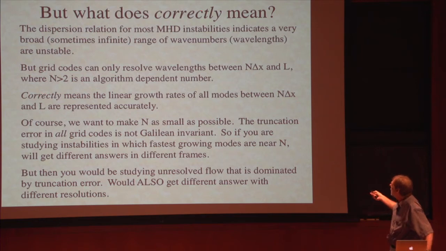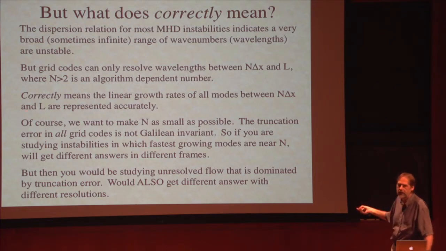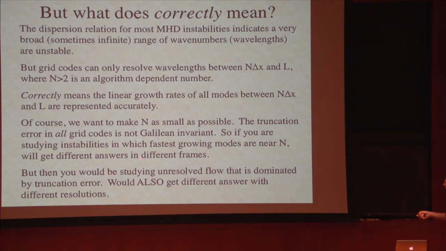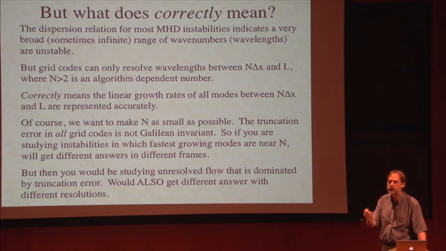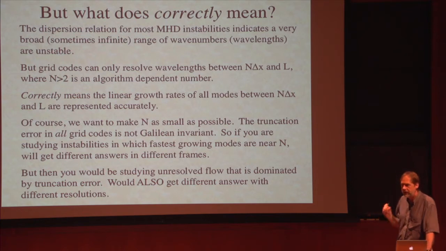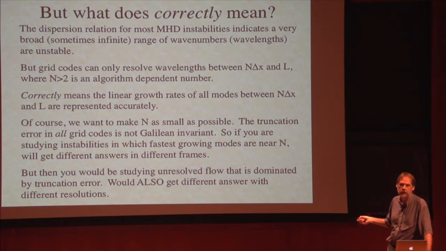So when we say a numerical method gets an instability right, it means that the linear growth rates of all the modes between the smallest wavelength you can resolve in the mesh and the largest are captured accurately. And you want to make n as small as possible. But of course, at the smallest wavelengths, truncation error, and I'll define what that means, will affect the solution. And that truncation error in grid codes is not Galilean invariant. Even though the solution to Eulerian grid codes is Galilean invariant, the truncation error associated with the solution is not Galilean invariant.